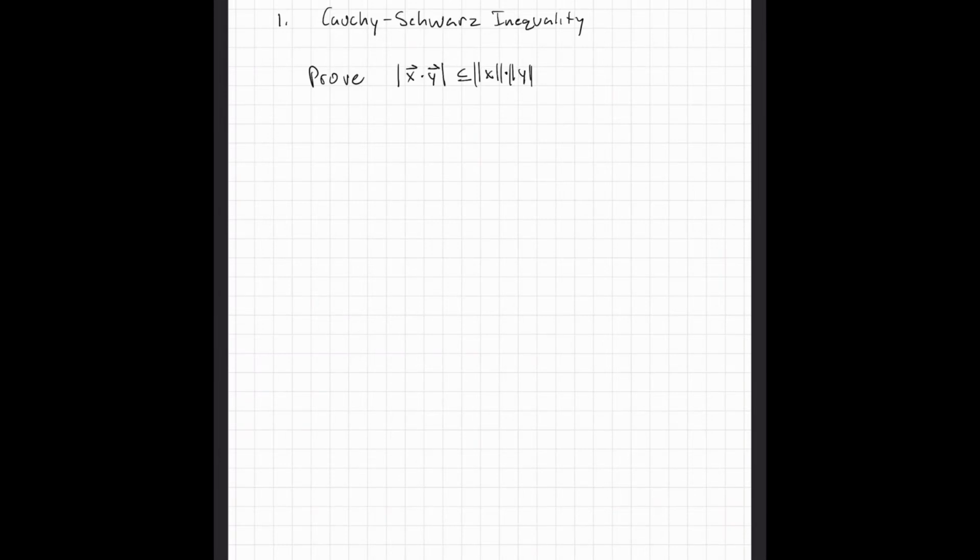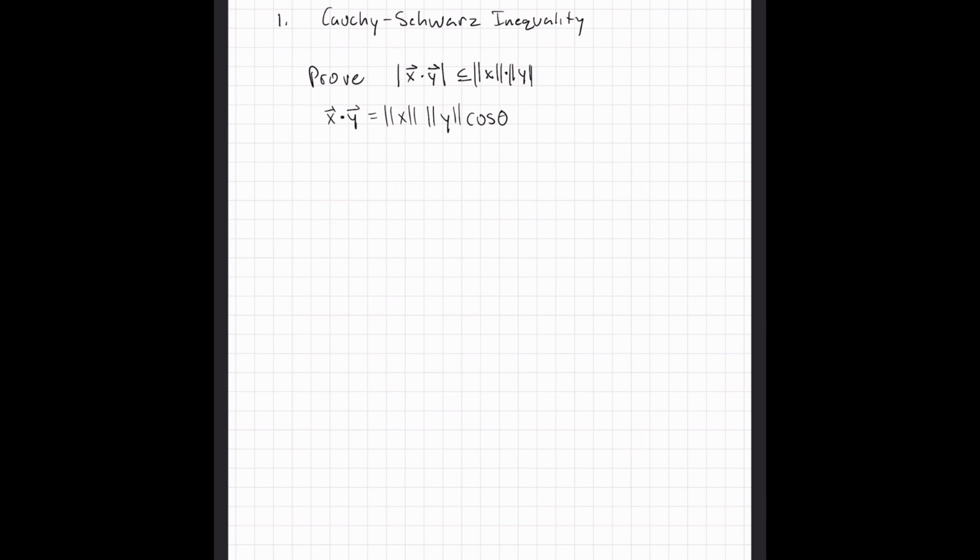My name is Anmal Lakodia, and today we'll be proving the Cauchy-Schwartz Inequality. In order to do so, first we will be showing that the dot product of x and y is equal to the magnitude of x times the magnitude of y times cosine of theta. This is derived from the law of cosines.